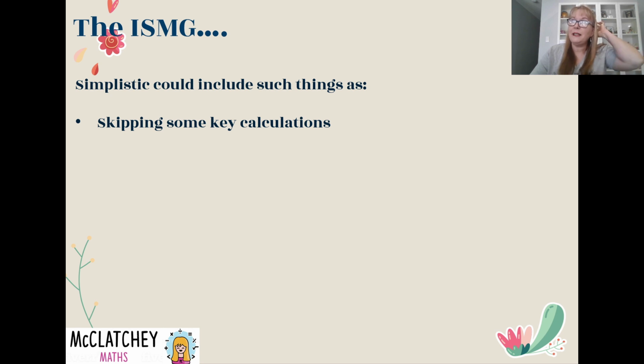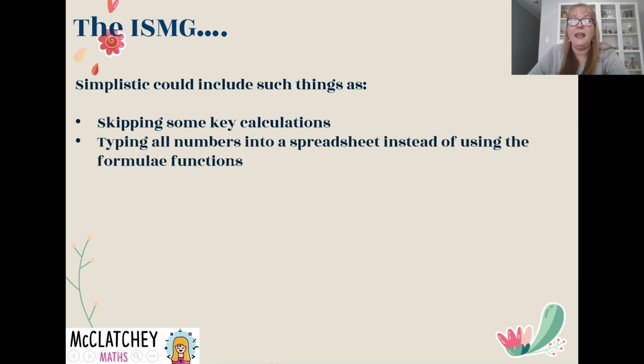So for example, let's say we're doing a bivariate data task, which is usually the task that we choose in senior. Skipping some of those key things like a residual plot, or using Excel to calculate key things like means and standard deviations, that would be key parts of the assignment. And so if we didn't do those things in a technology form, then that would be a simplistic approach to our assignment. It could be things like typing our numbers into the spreadsheet instead of using the formula functions.